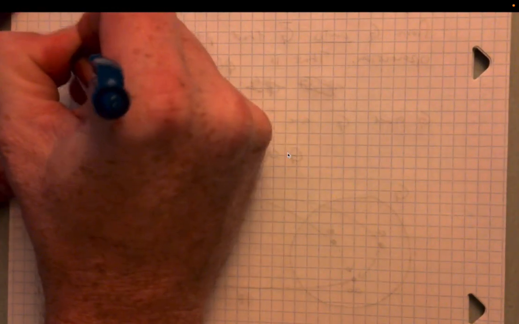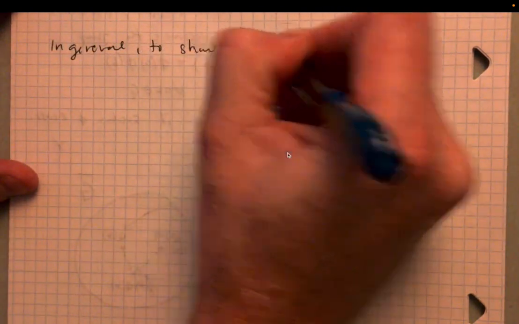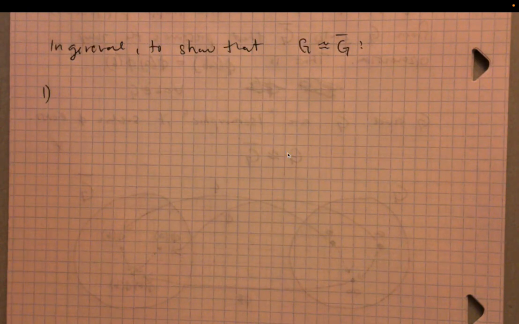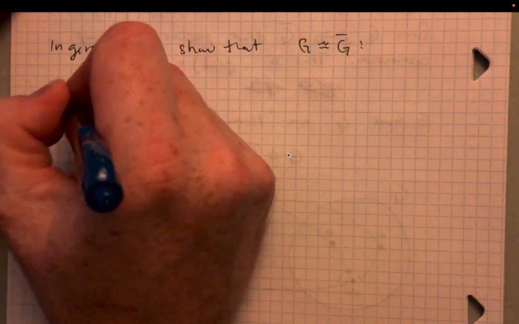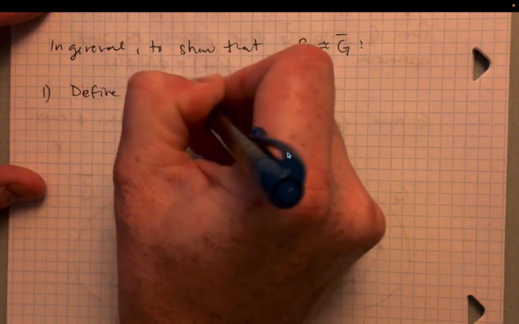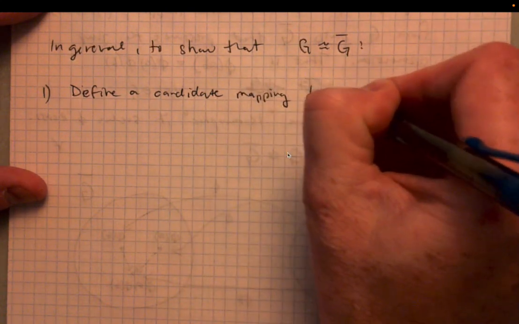So in general, to show that G is isomorphic to G bar, what can we do? Well, the first thing we'll want to do is define... Remember, isomorphic means that there exists an isomorphism. And so if an isomorphism exists, we have to find that candidate mapping. We have to define a candidate mapping and then prove that that mapping is an isomorphism. So the first thing to do is to define a candidate mapping. And the mapping will be from G to G bar.